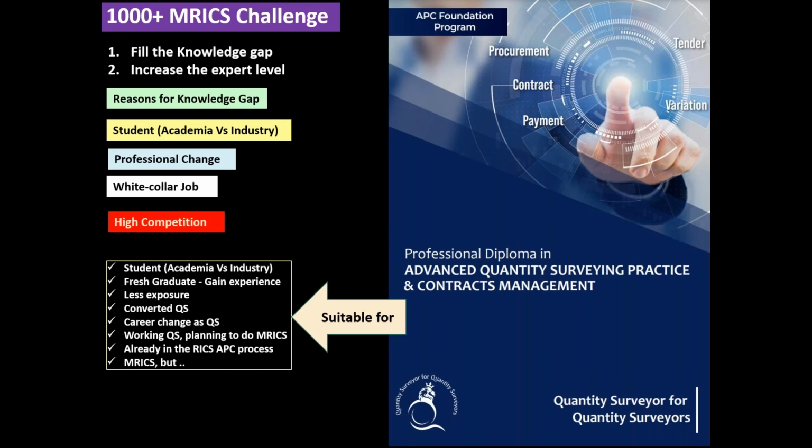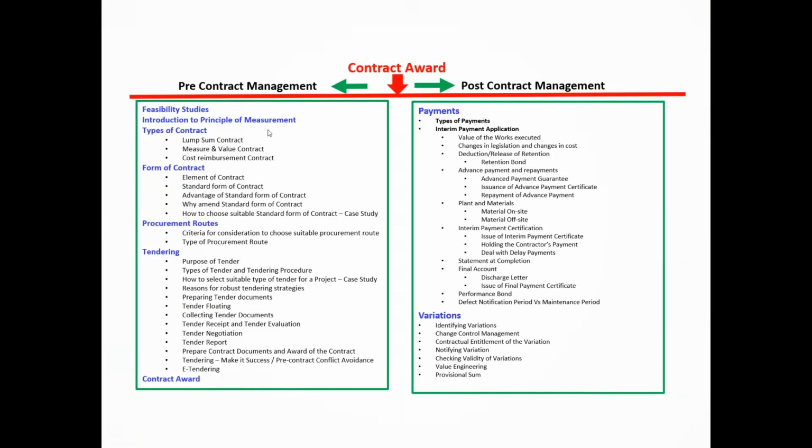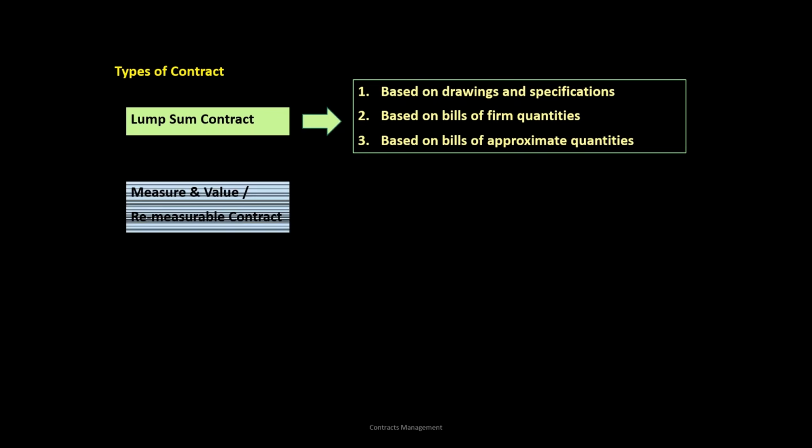What we are going to discuss under today's topic, as you know, is from the entire syllabus of the advanced QS practice and contract management. There we are going to discuss the type of contract. Under the type of contract, we have the lump sum contract. Under the lump sum contract, we have three different payment mechanisms, and we will see in depth what those are. Then we will discuss the measure and value contract, sometimes called a remeasurable contract.